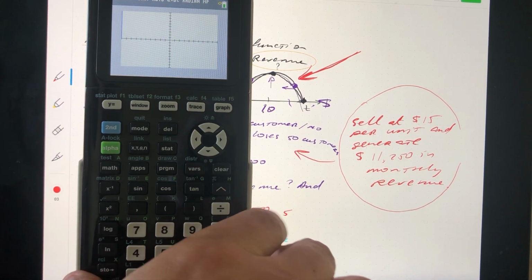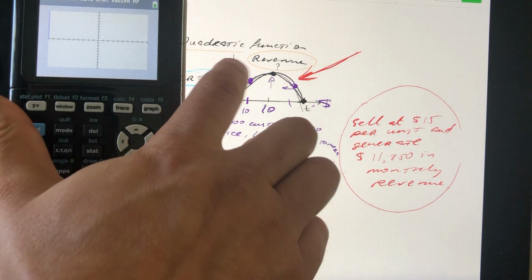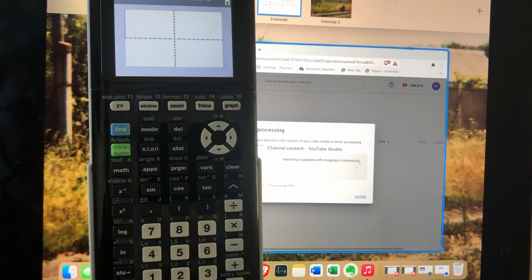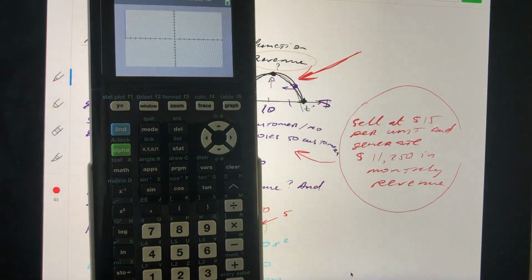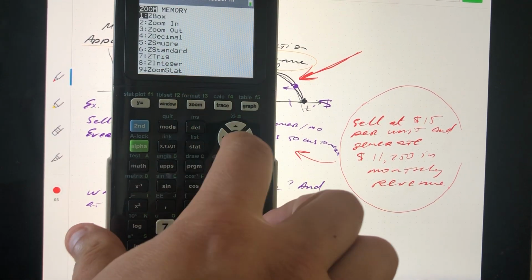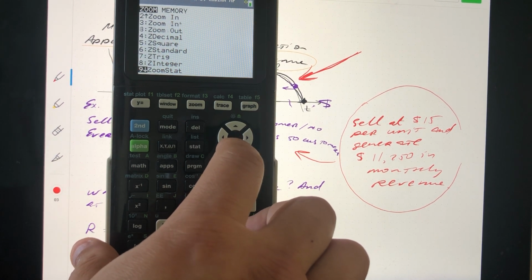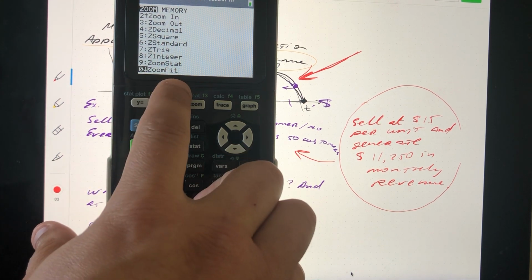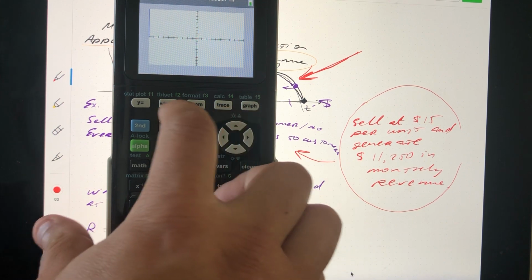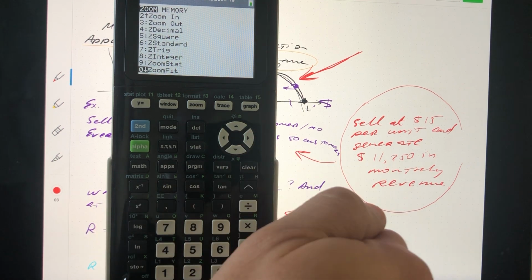We're not seeing much of a picture because our U shape is way up at 10,000 units up. So one thing we can do is we can change the window. So if we go to the zoom, to get an idea of what the best picture is, we can scroll past the 9. Choice 0 is zoom fit. So this is the calculator's best guess of what the window should be to show all the key components.